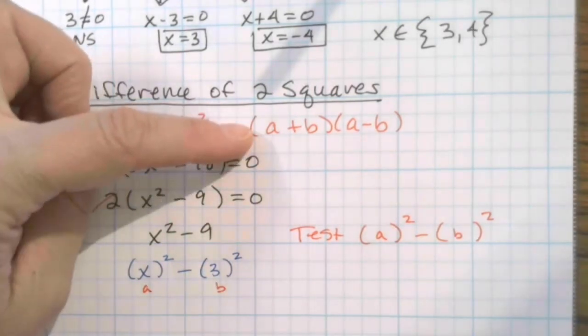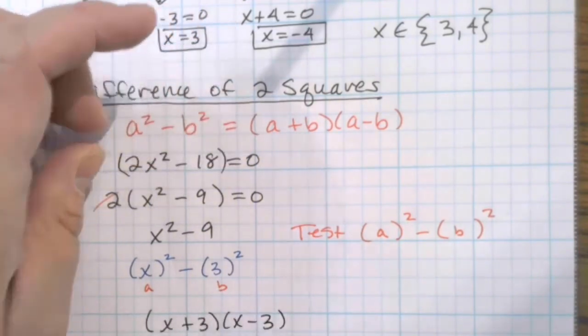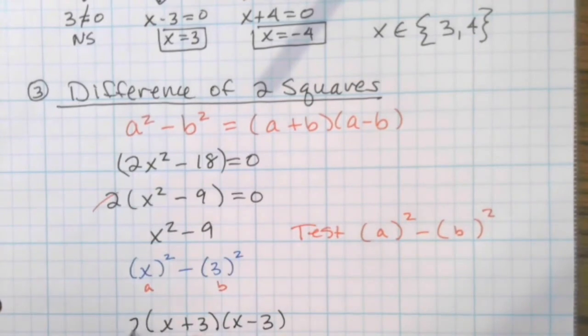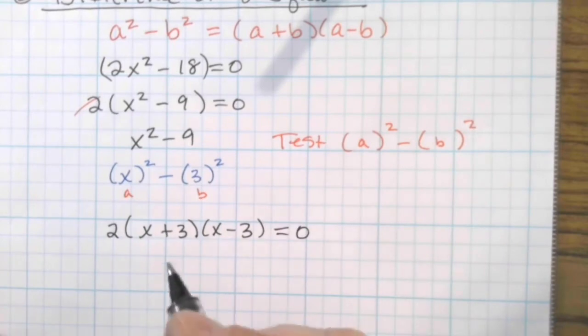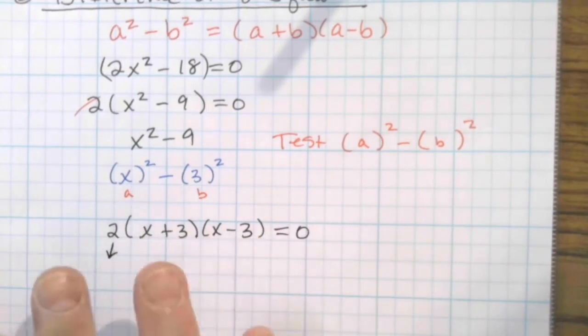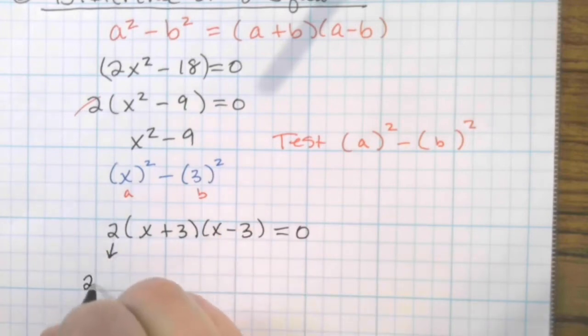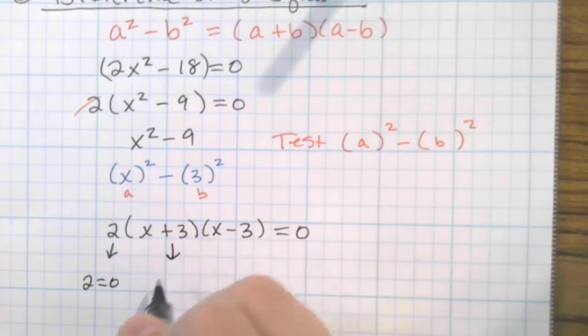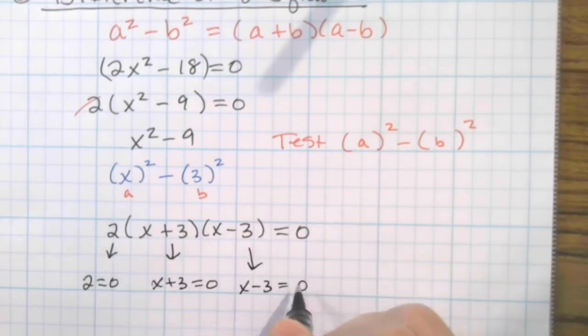I'm going to use the pattern to factor. A plus b, so x plus 3, a minus b, x minus 3. Now, if we're just factoring, you'd park the 2 out, you'd be done factoring. We are actually solving though, so it's equal to 0. Again, we're going to use zero product property. We have 3 possible factors to give us answers. So set each of them equal to 0. 2 equals 0, x plus 3 equals 0, x minus 3 equals 0, and solve for x.